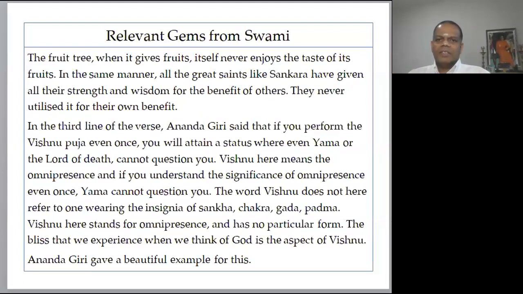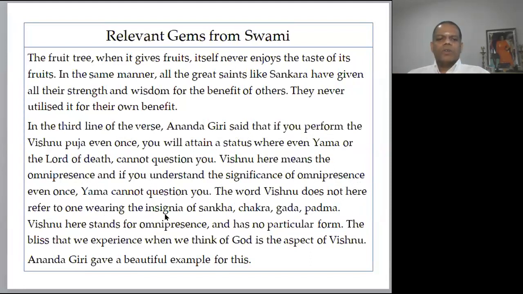So let me go to the next. In the third line of the verse, Anandagiri said that if you perform the Vishnu Puja even once, you will attain a status where even Yama, the Lord of Death, cannot question you. Vishnu here means the omnipresence. And if you understand the significance of omnipresence even once, Yama cannot question.